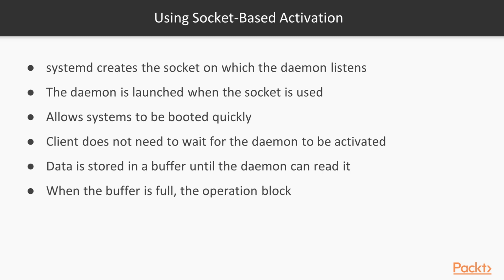Now, how could we use socket-based activation? This is what we're going to see next. The systemd daemon also supports socket-based activation. When configured, systemd will create the socket on which the daemon usually listens, and will have the daemon launched when the socket is used. This allows systems to be booted quickly, as daemons do not need to be launched immediately. When a client only places information in the socket, the client does not even need to wait for the daemon to be activated. The data is stored in a buffer until the daemon can read it. Only when the buffer is full will the operation block until the daemon has flushed the buffer.